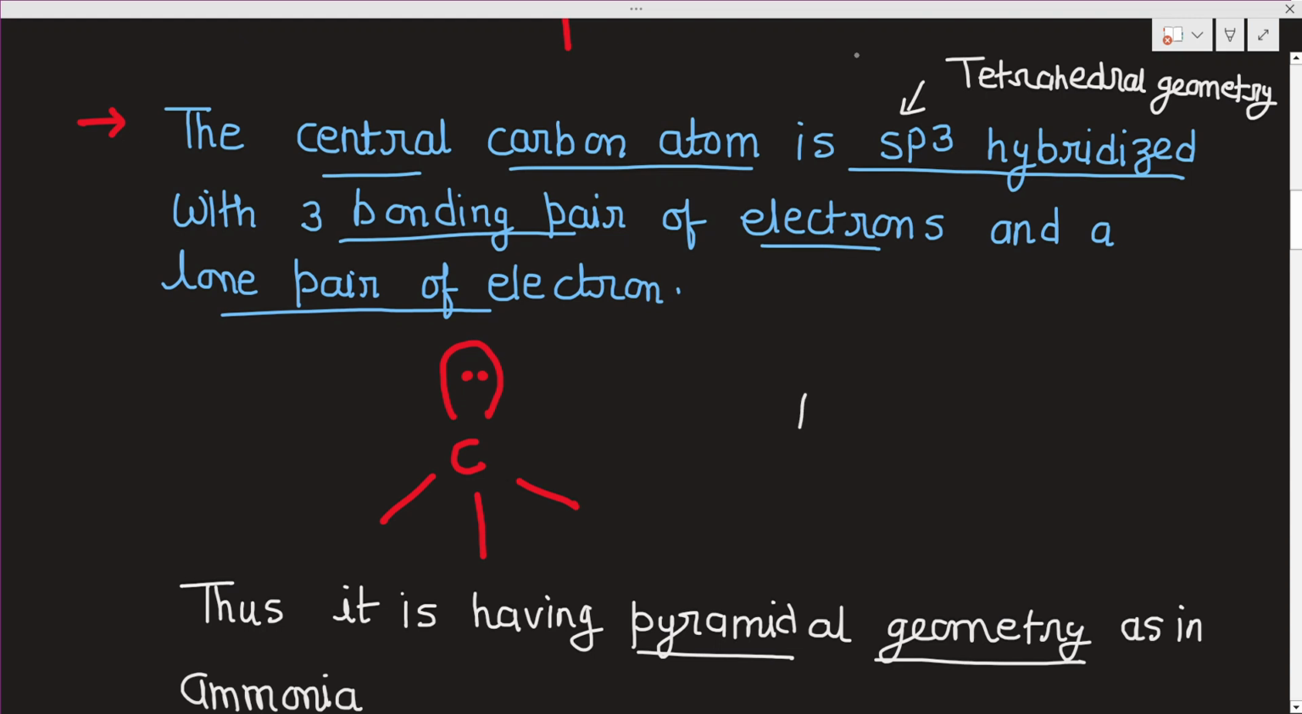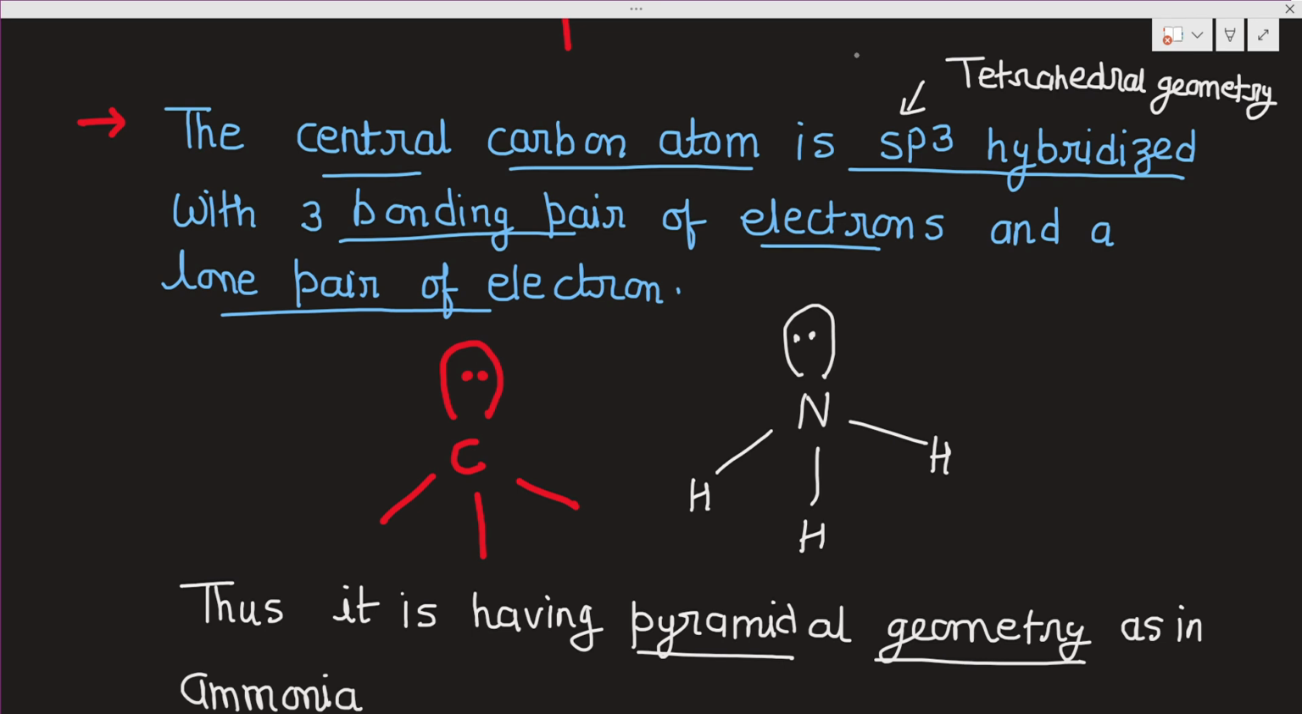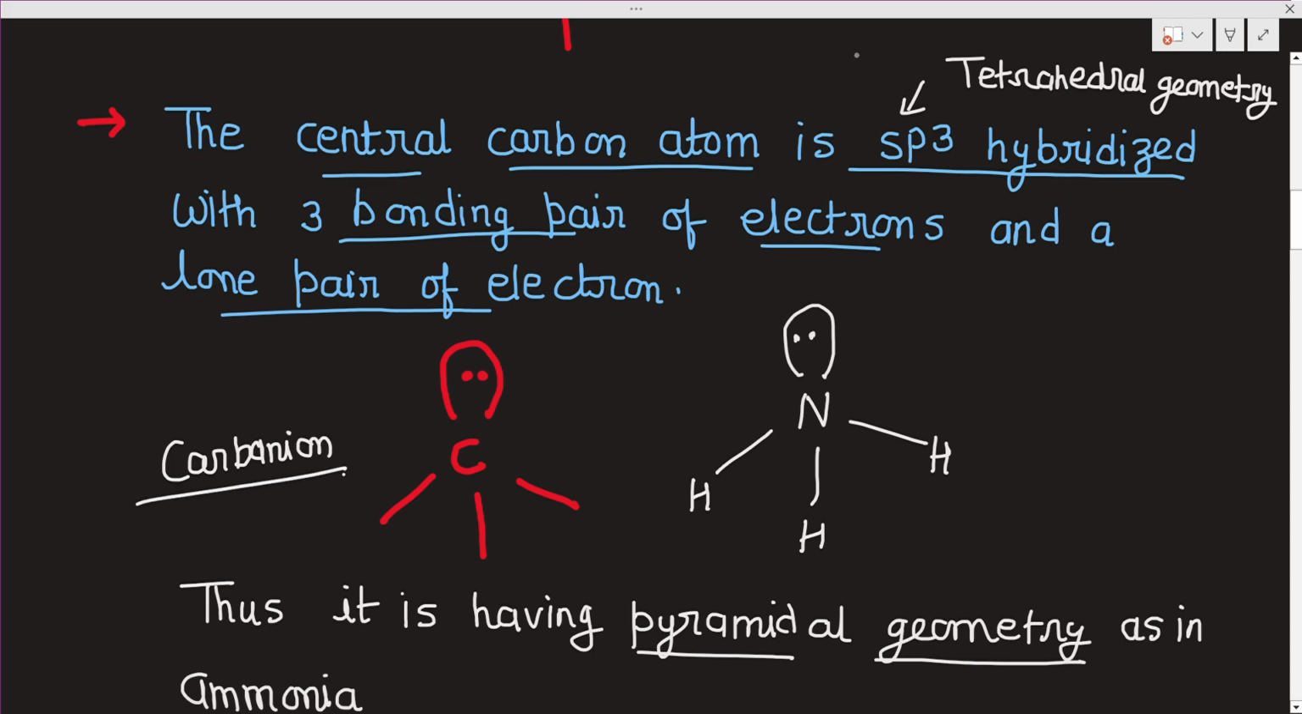You have seen this in the case of NH3. When we studied NH3 in inorganic chemistry, you saw that it has three bonding pairs of electrons and one sp3 hybridized orbital containing a lone pair of electrons. So this is the structure of NH3 and this is the structure of the carbanion. Both structures have a pyramidal shape and are isoelectronic with each other.